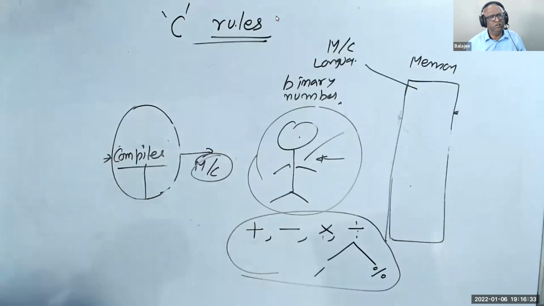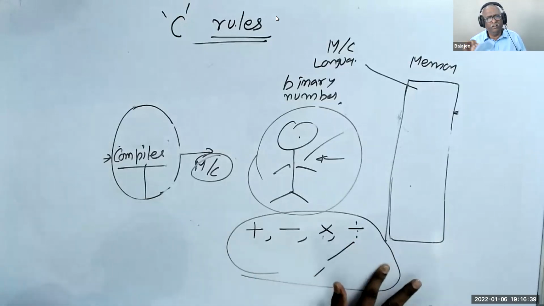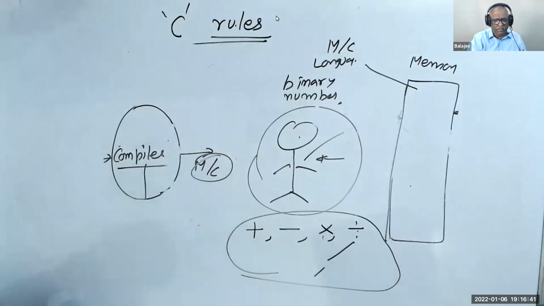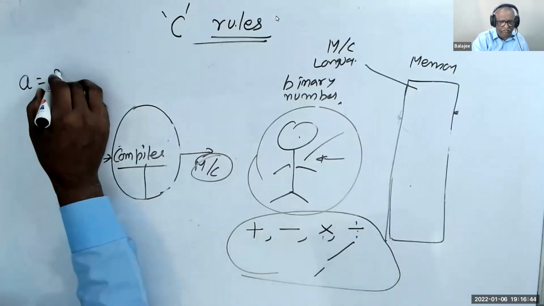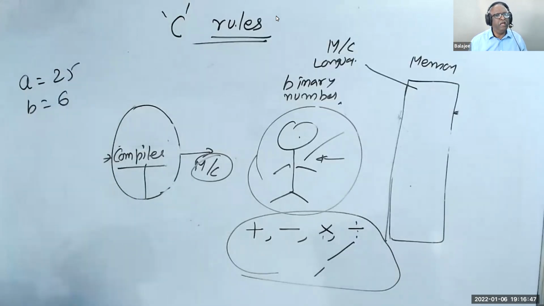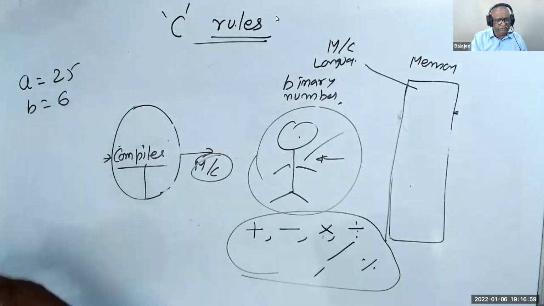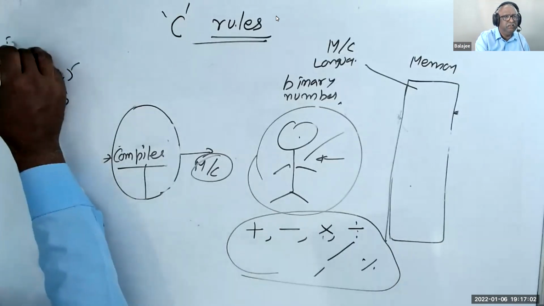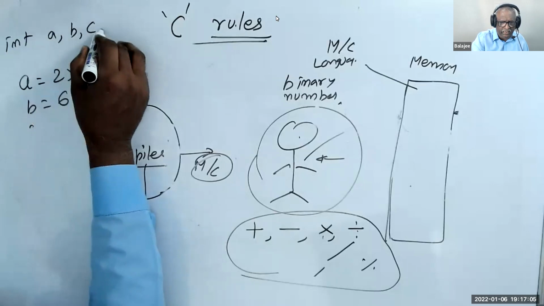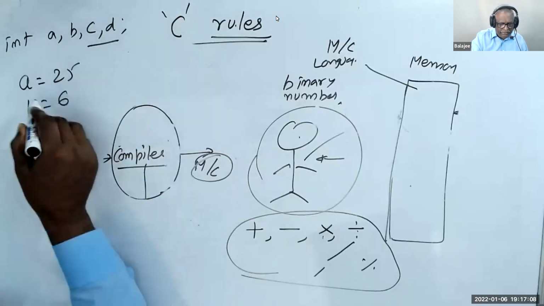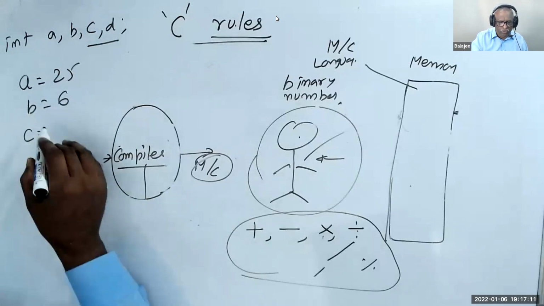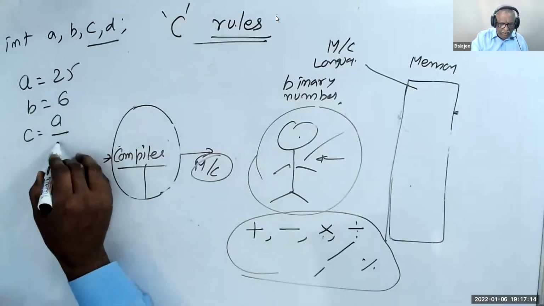Now let us assume this does not have the remainder, for example, but I want the remainder. I'll give you two numbers. I give you A equal to 25, B equal to 6. I want the remainder, but let us assume this does not have a remainder function. Now, how do you get the remainder? It's a simple process. See here, I put another variable: int A, B, C, and D. I add two more. Now I say C is equal to A divided by B.